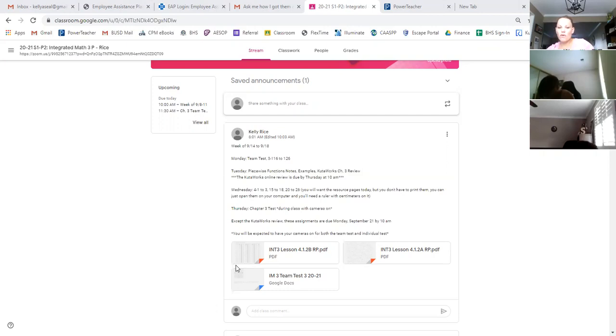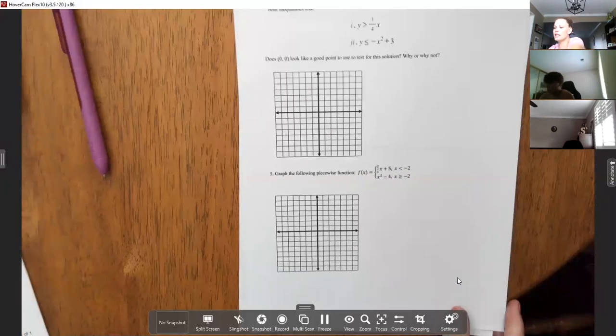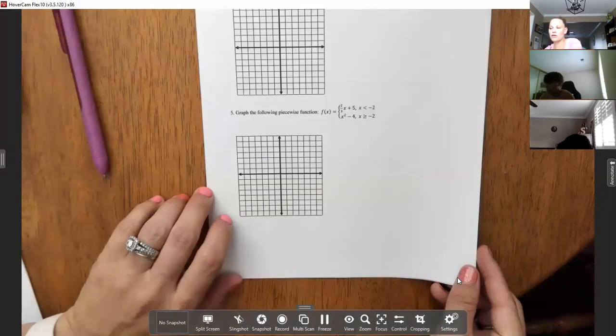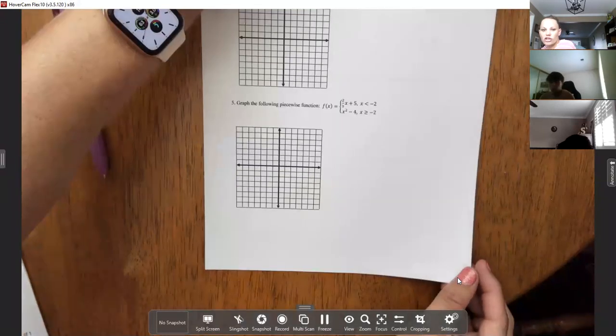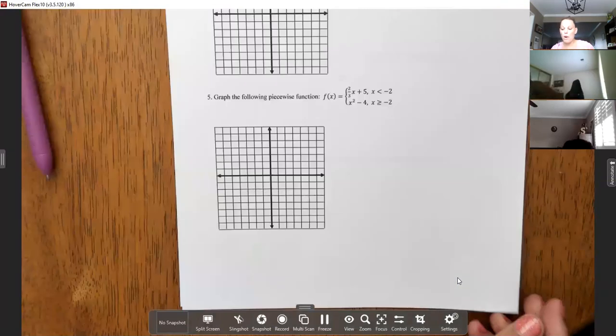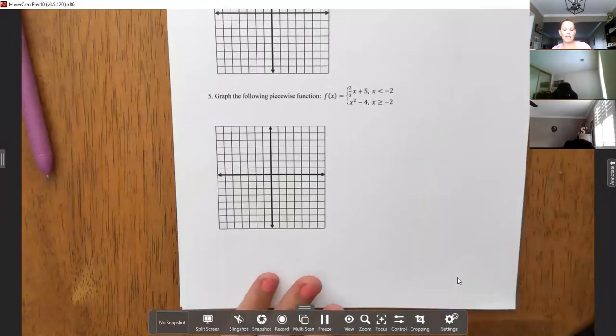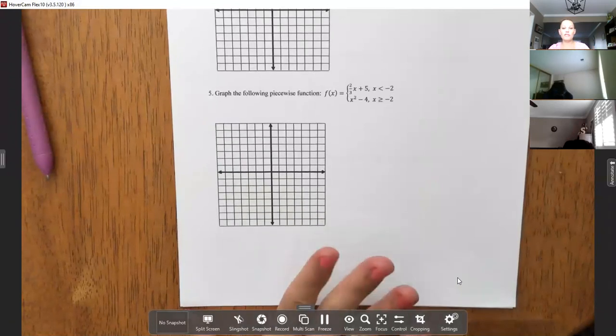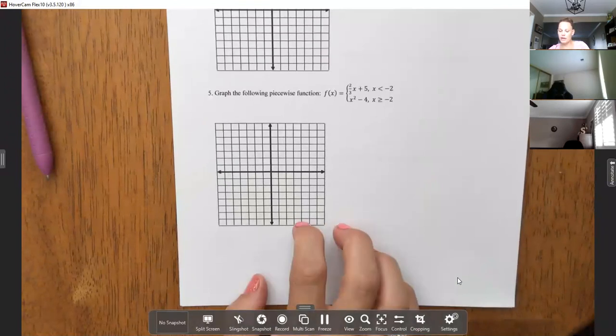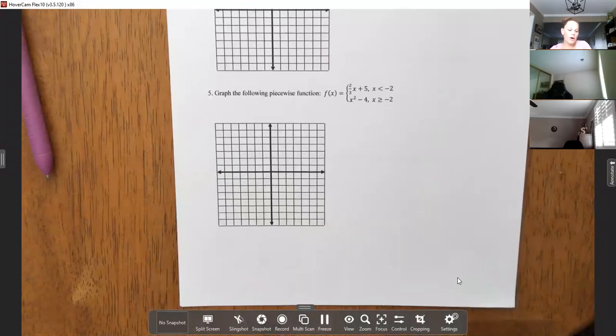So I'm going to go over number 5 from the team test, because it's on piecewise functions, and after talking to all of the Math 2 teachers from last year, most of us covered this, not all of us did, but even the teachers that did cover it last year did it briefly. So I want to make sure you've seen a problem like this. We're going to do this one together. We'll take notes on it tomorrow, and then you'll have a few more practice problems too.